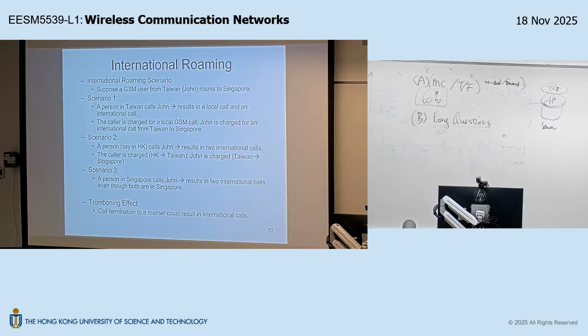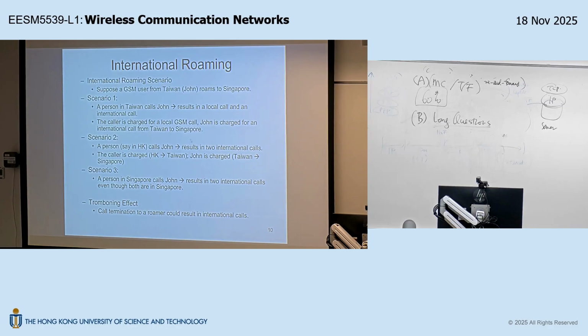Scenario two: let's say a person in Hong Kong calls John's number, which is a Taiwan mobile number. In this case, the caller will be aware that I'm making an international call to Taiwan, right? But John is in Singapore, so the connection will involve two international calls. The split of the charge will usually be that the caller from Hong Kong is charged for the Hong Kong to Taiwan international call. And that's fair, because you know you're calling a Taiwan number, so you are prepared to pay for that. And if John chooses to answer the call, it's also fair because John will be charged for the Taiwan to Singapore segment. So these two arrangements are fair.